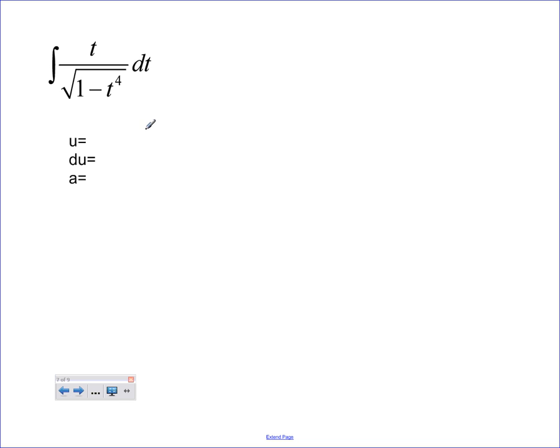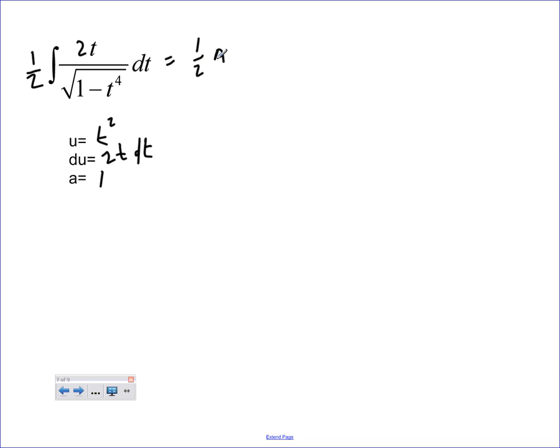All right, I think we got one more. So let's try this one. What's u? What did we square to get this? T squared. What's du? 2t dt. What's a? 1. We have 2t dt? No, we just have that, so we'll do a 2 in, we'll do a 2 out. This is looking an awful lot like the arc. That's right, sine.